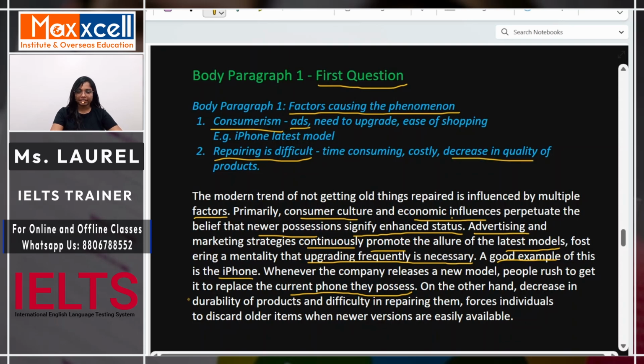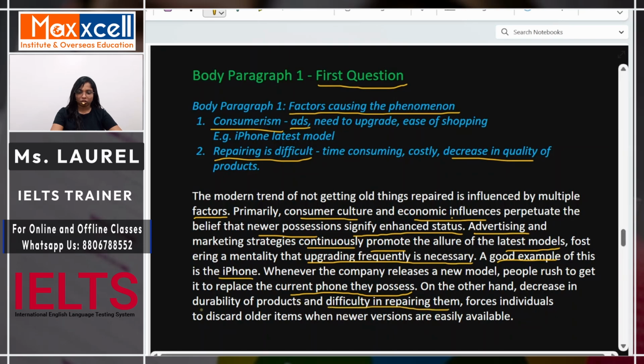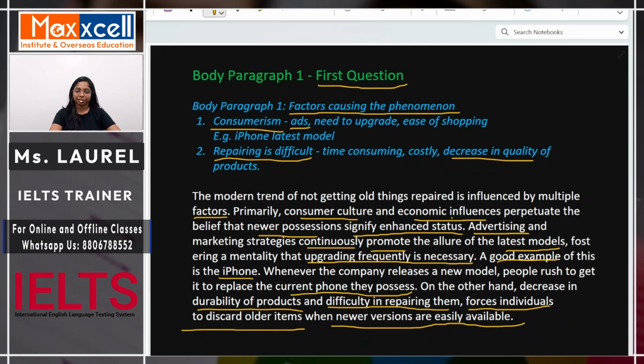On the other hand, decrease in durability of products and difficulty in repairing them. So we have talked about the durability of the products and also the difficulty in getting them repaired. Forces individuals to discard older items when newer versions are easily available. So this is the complete paragraph 1, where we have covered almost all the different factors. We have covered the fact that consumerism is on the rise, and the other thing is that repairing is difficult, and what are the causes of it.